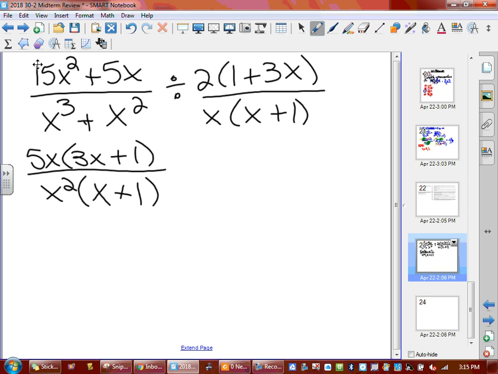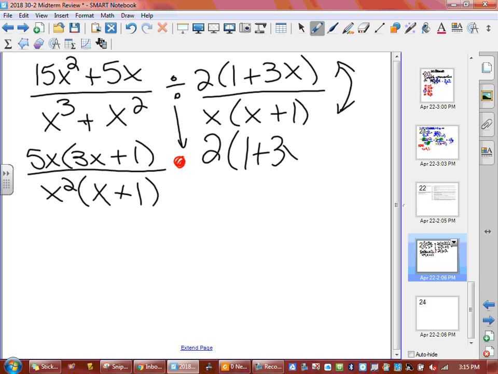Okay, so now I need to flip the guy on the right-hand side. Okay, we need to flip the guy that's flipping and timesing. So now the divide sign changes to a multiply sign. And now I've got my left-hand side, my right-hand side. You will always flip that second set when you're dividing, yeah, you betcha.